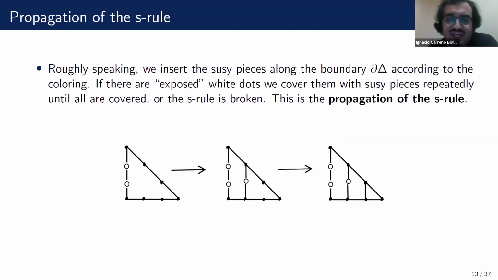So in order to check if a general GTP is supersymmetric, we have to use the so-called propagation of the S rule. This is a procedure that starts by first reading the boundary data of the GTP, so the number of white dots. And if we have some white dots, we have to cover them using these supersymmetric pieces. So for example, we start with the GTP on the left and we cover it with some white dots. And this results in this internal white dot that we have to cover again with another trapezium over here. And we end up covering all white dots with supersymmetric pieces. Now, if we aren't able to do this, and the algorithm is unable to be completed, then we say that the S rule is broken and the GTP is not supersymmetric.